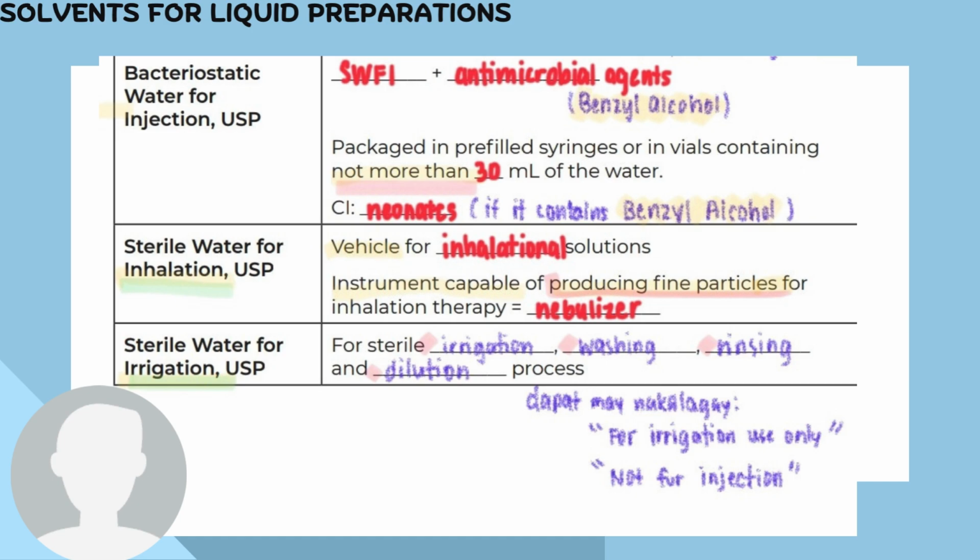So kung mag-prepare ta og inhalation therapy like sa asthma, we use sterile water for inhalation as the solvent or vehicle. This helps create the mist that the patient inhales through the nebulizer.